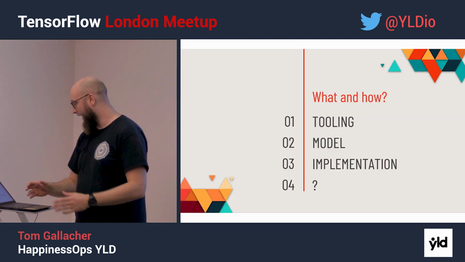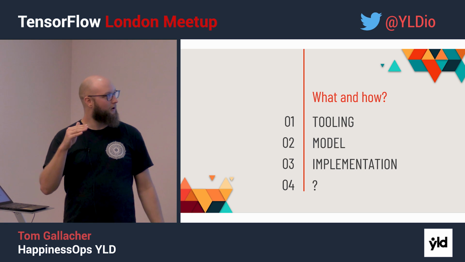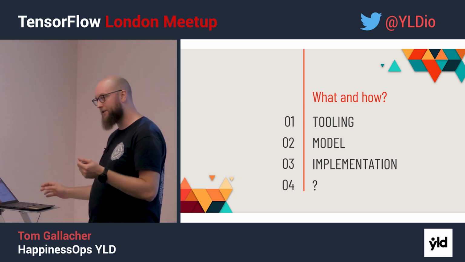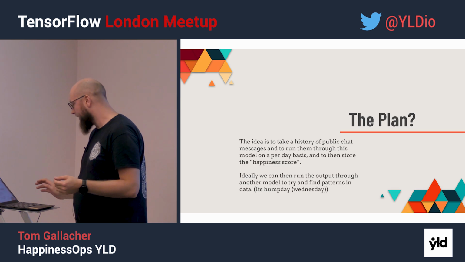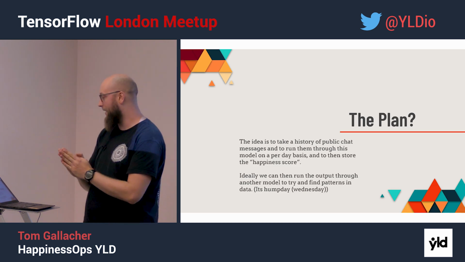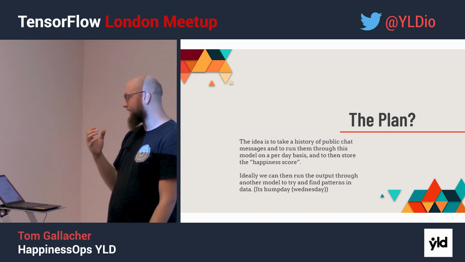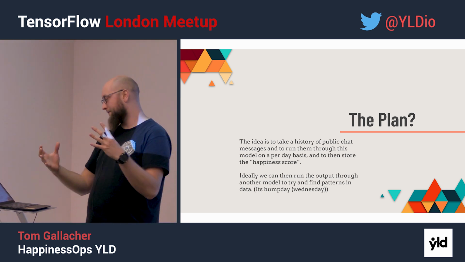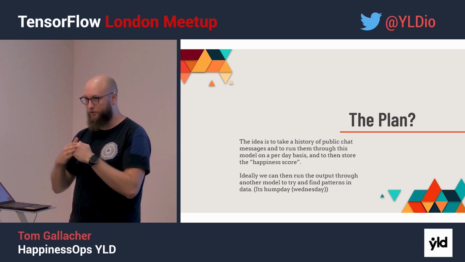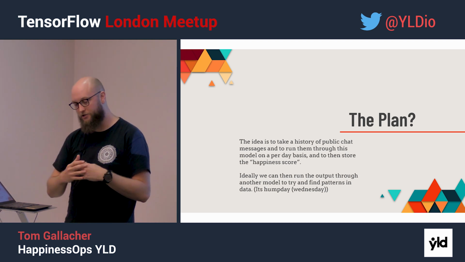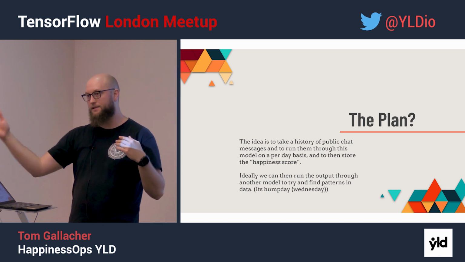So I'm going to talk through some tooling, the model that I'm creating, the implementation, and then possible next steps as well. So the plan, right? The idea is to take a history of public chat messages and run them through my model, and score happiness in chat as time progresses throughout history.